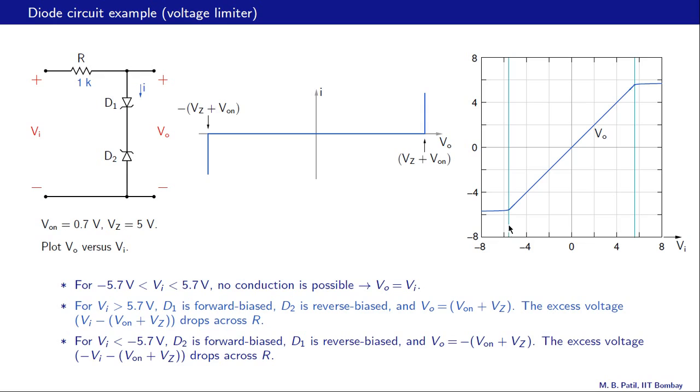So we observe that as long as Vi is in this range, that is from minus 5.7 volts to plus 5.7 volts, Vo is equal to Vi. But if Vi exceeds 5.7 volts, then Vo gets limited to 5.7 volts. And similarly, if Vi becomes less than minus 5.7 volts, Vo gets limited to minus 5.7 volts. So this circuit serves to limit the output voltage. On the positive side, the limit is 5.7 volts, and on the negative side it is minus 5.7 volts. And that is why it is called voltage limiter.